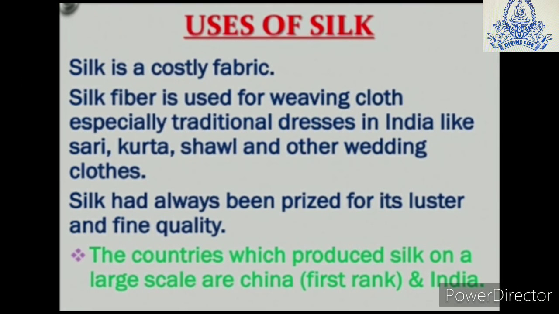Now the last part, uses of silk. Silk is a costly fabric because there is a lot of procedure involved to make silk, and millions of cocoons are used to produce silk fabric. So it is definitely a costly fabric, and it is used for weaving cloth, especially traditional Indian dresses like sari, kurta, shawl, and other wedding clothes. Because it is very shiny and has a very fine quality, it is lustrous, so it has always been prized for its luster and fine quality.